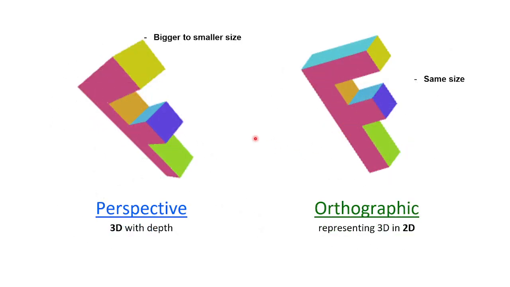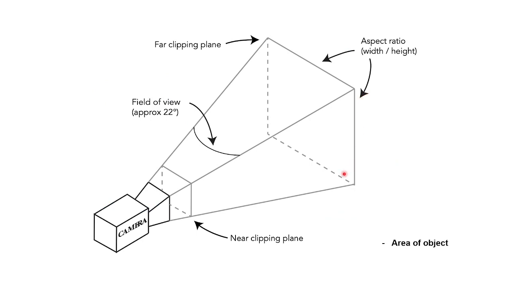Next example, you can see here. This is the object. When we do the perspective, we can see that the near shape here will be bigger than the far shape here. And for the orthographic, we can see the object is the same size. You can see here it has no depth. So this is the basic knowledge about the camera.